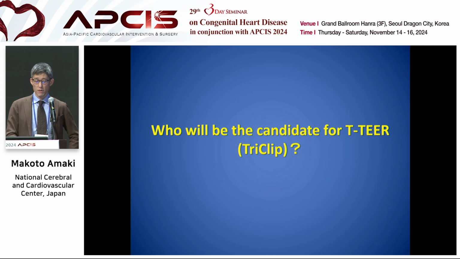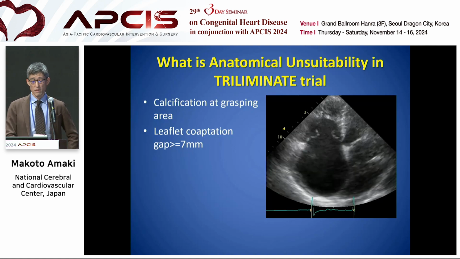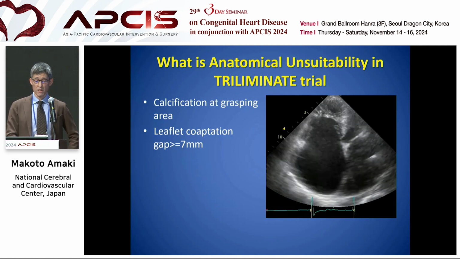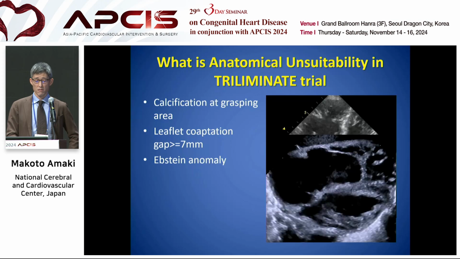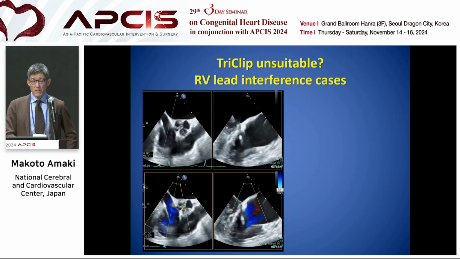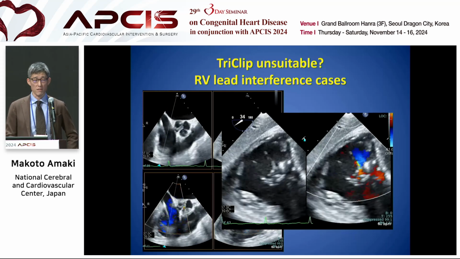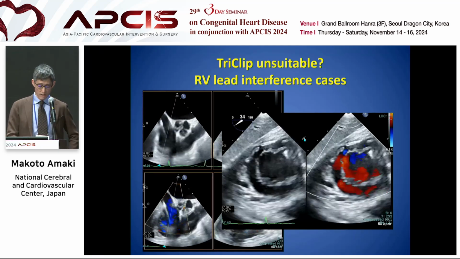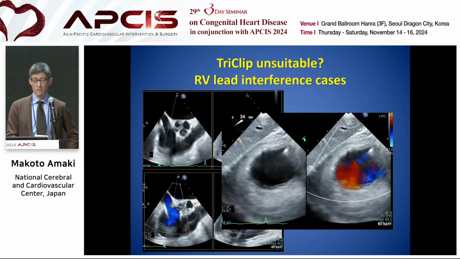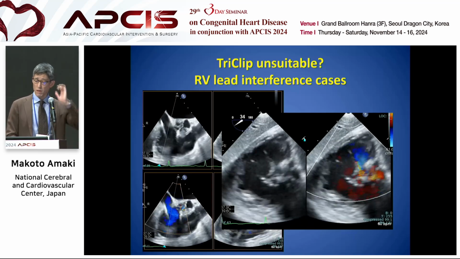Who will be the candidate for the TriClip? The unsuitable patients can be seen here: for instance, calcification, enlarged leaflet coaptation gap, or congenital heart disease. What about RV lead interference cases? It can be treated with the TriClip if the valve is not attached to the lead, but sometimes it is attached to the lead, and that is creating the tricuspid regurgitation. For that kind of patient, it could be treated, but the long-term outcome is not very promising.